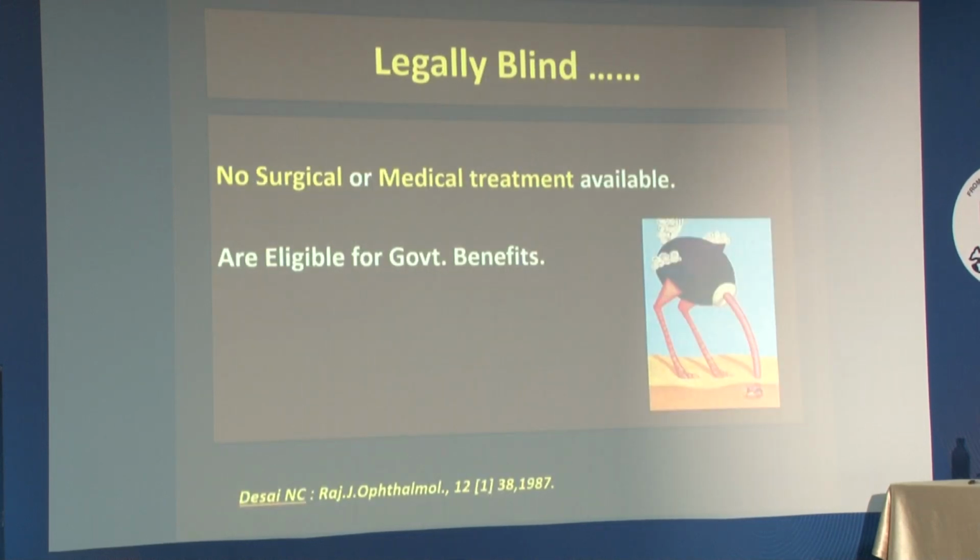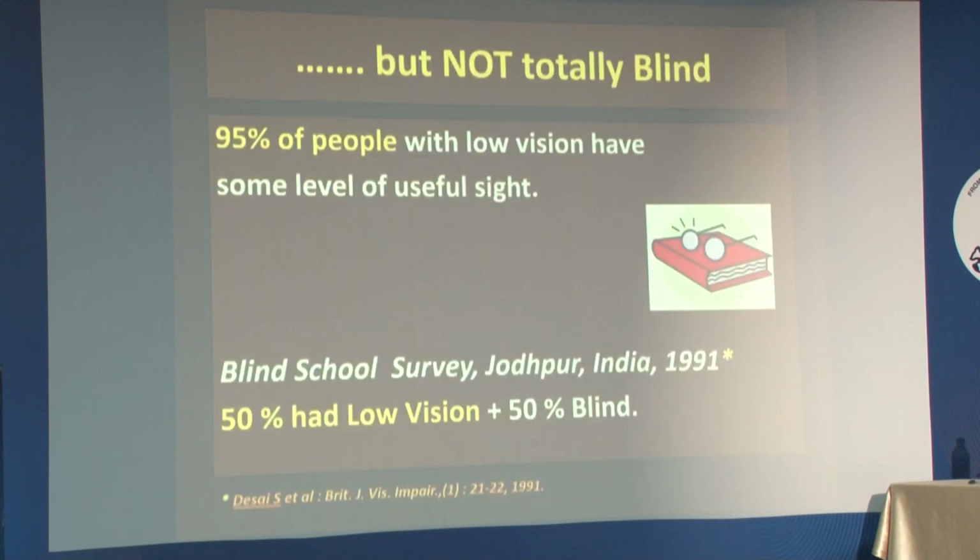People with low vision are legally blind, and at the current point in time, no surgical or medical treatment is available to improve vision, and they are eligible for all government benefits made for visually impaired persons. Although they are legally blind, they are not totally blind because they have some residual vision. In one study in 1991 at Jodhpur, in a blind school, 95% of people with low vision had some level of useful sight.